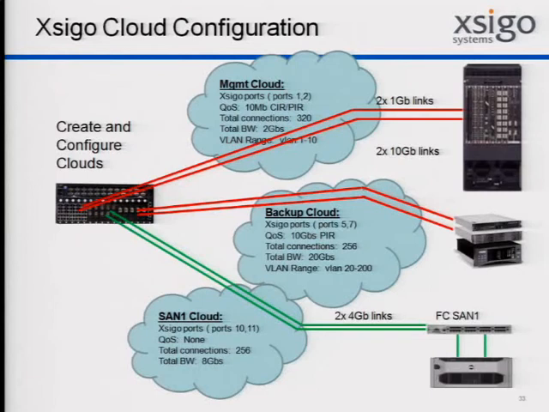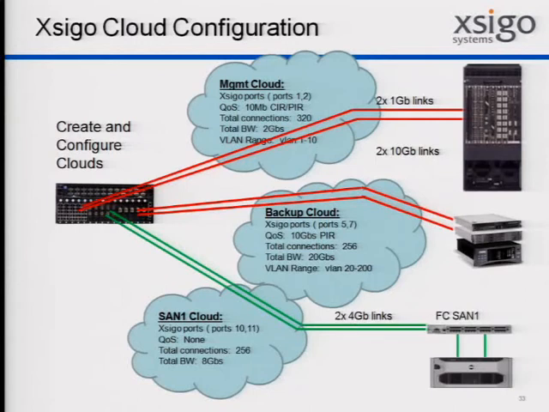Here's my management cable. I'm going to plug it into my management port or a couple of ports. And I'm going to say, I'm going to use ports 1 and 2 on this box. I'm going to set up my QoS for 10 megabits because I don't want anybody going crazy on my management network. And I've got 320 connections available. I've got 2 gigabits of bandwidth, and I want to restrict my VLAN range down to VLANs 1 and 10 for my various management networks because I don't want to get a bunch of multicast traffic on my management network.